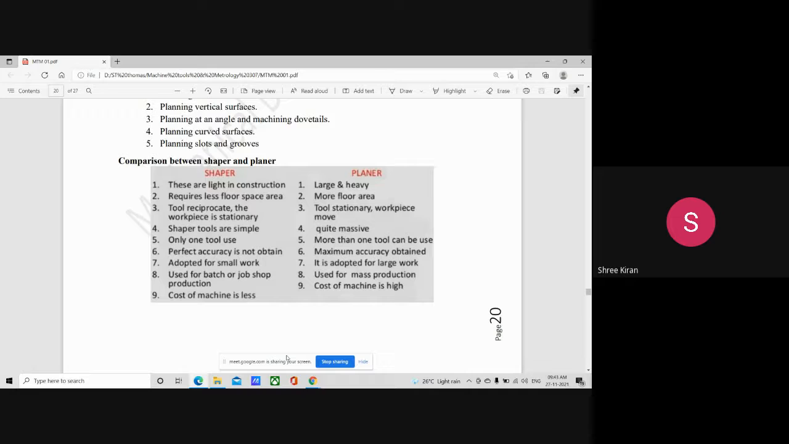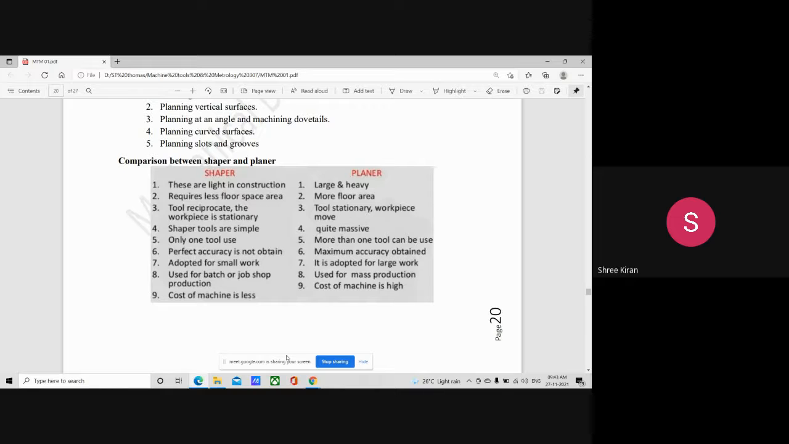Shaper tools are comparatively very simple, but the planer tools are quite massive. In the case of shaper, we use only a single tool, but in the case of a planer, more than one tool can be used. In the case of a shaper, perfect accuracy is not obtained, but in the case of a planer, maximum accuracy will be obtained. A shaper is adopted for small work, but a planer is adopted for large work.